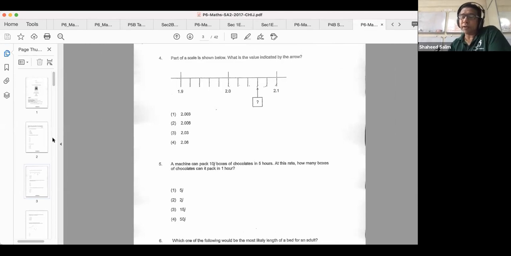Well, Dawish is very fast. Congratulations, Dawish. Okay, straight flush. Well done. If you are able to do like this, keep it up.